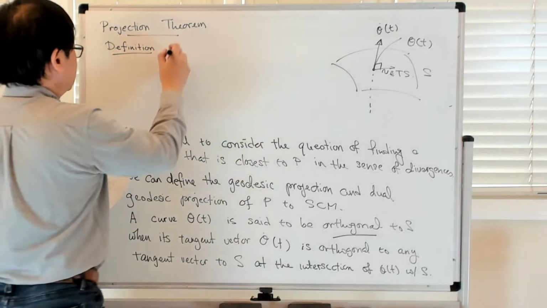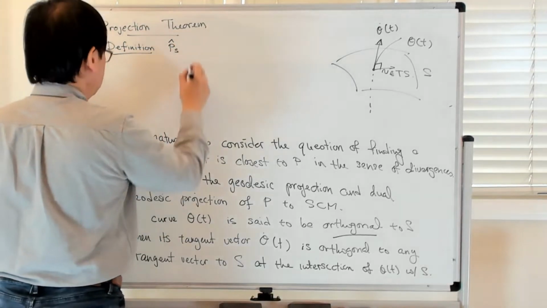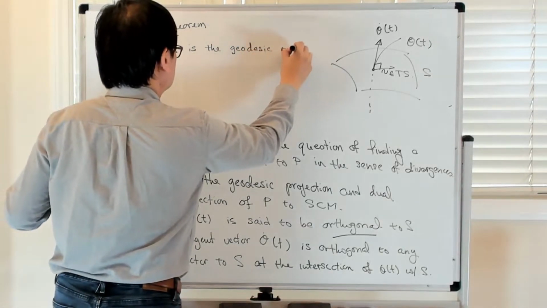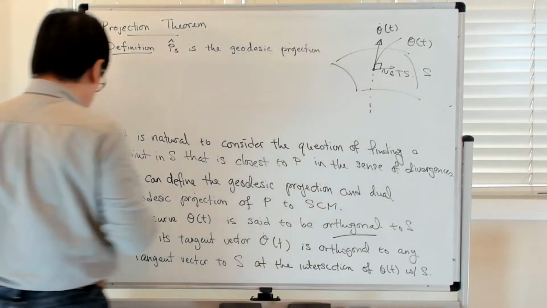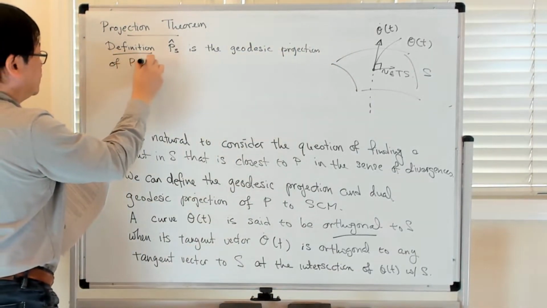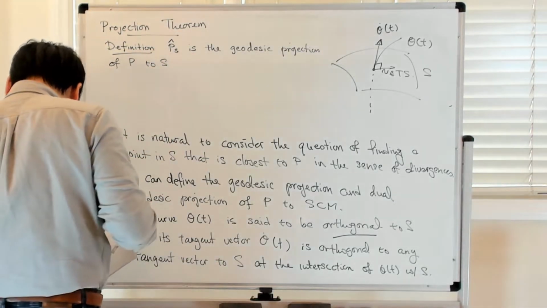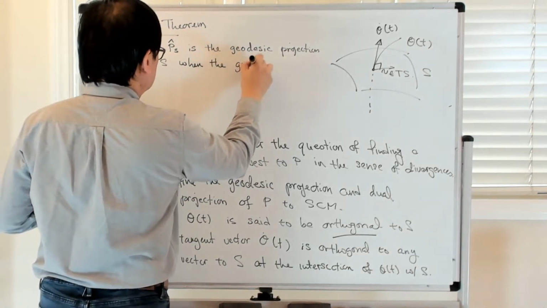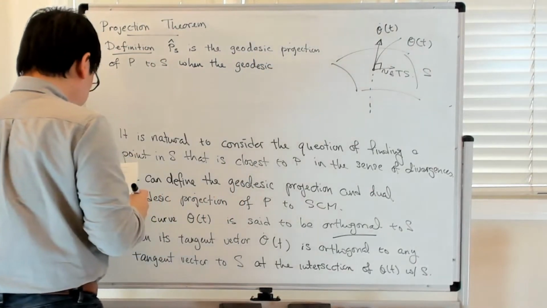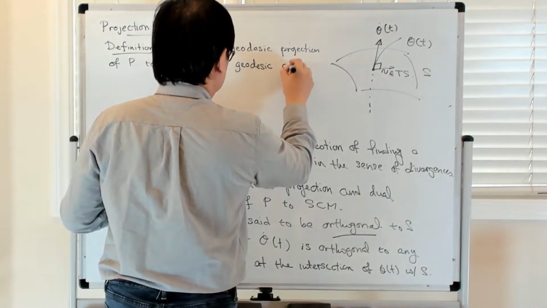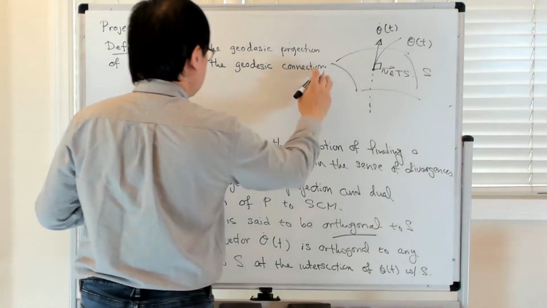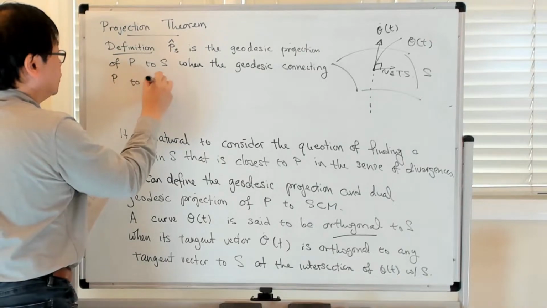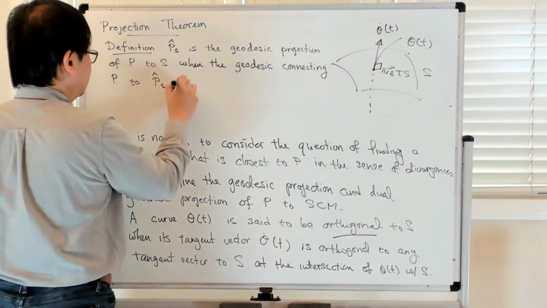Okay, so let's call that P hat S the geodesic projection of P to S, when the geodesic connecting P to P hat S is orthogonal to this.